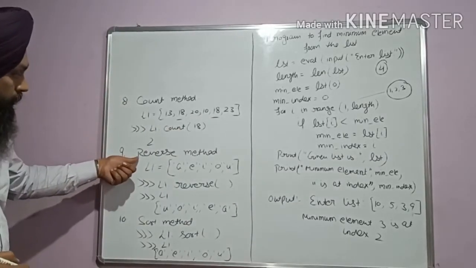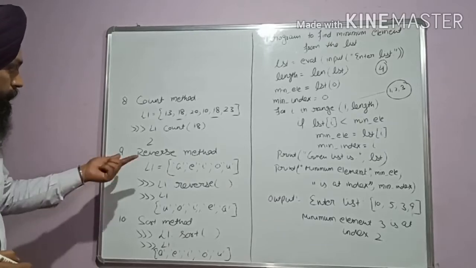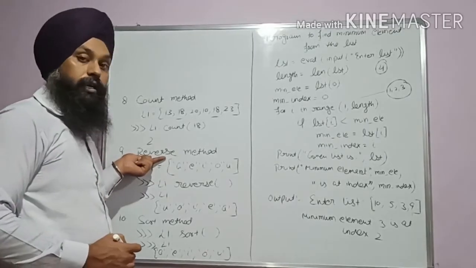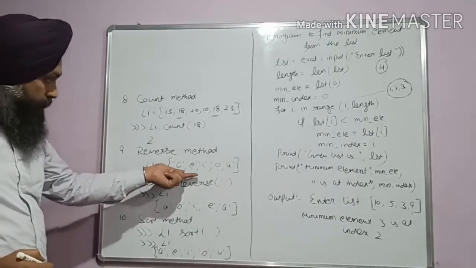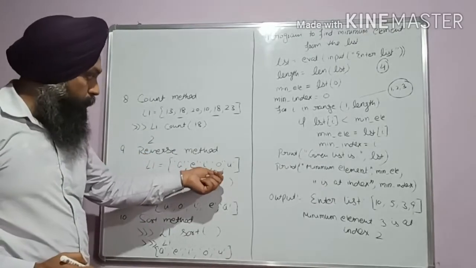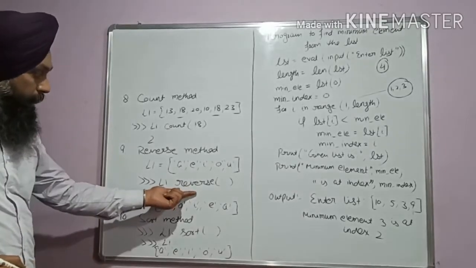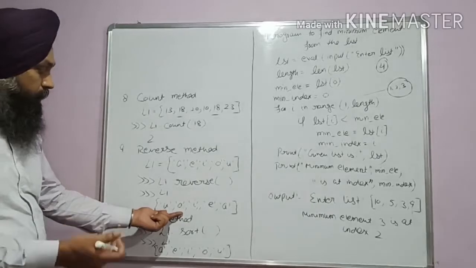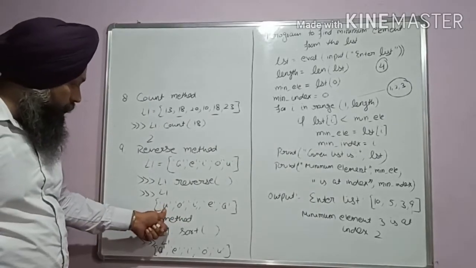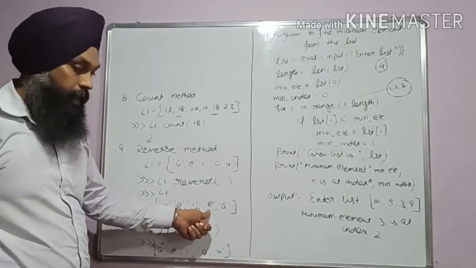Next we have the reverse method. The reverse method is used to reverse the entire list. Suppose we have the list of vowels A, E, I, O, U, and after applying the reverse method we will get the result in reverse order. Here we have U, O, I, E and A.